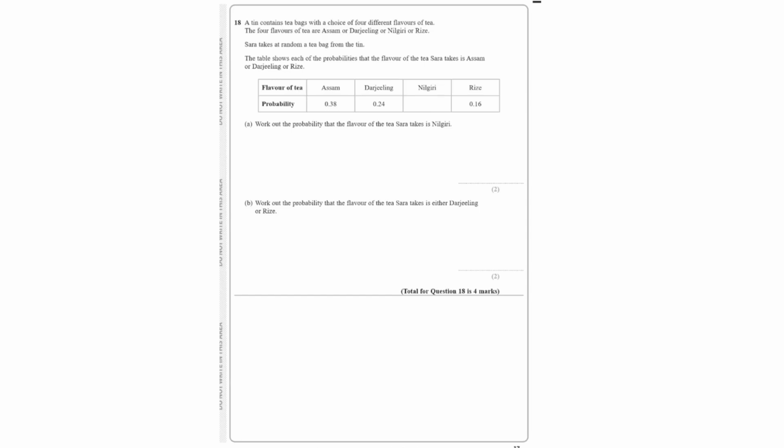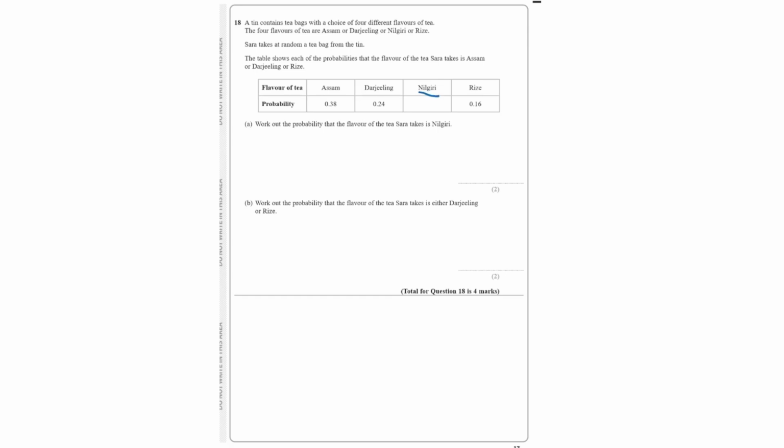Question 18. A tin contains tea bags with a choice of 4 different flavors of tea. The 4 different flavors are Assam, Darjeeling, Nilgiri, or Riz. Sarah takes at random a tea bag from the tin. The table shows each of the probabilities that the flavor of the tea bag is Assam, Darjeeling, or Riz. Work out the probability that the flavor of tea Sarah takes is Nilgiri.